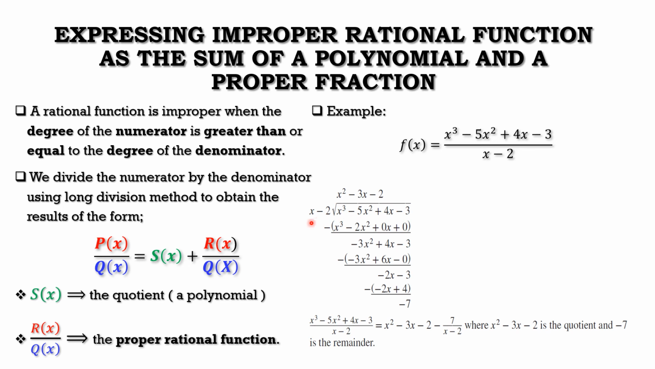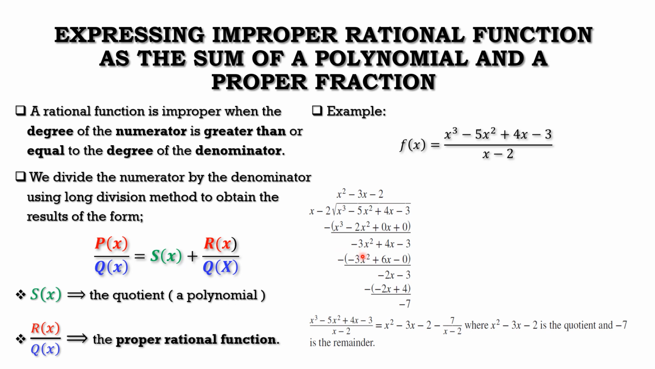So x cubed divided by x will give us x squared. So you multiply the x squared by x and also by minus 2. So x squared times x will give us x cubed. x squared times minus 2 gives us minus 2x squared. Then plus 0x plus 0. Then we subtract this new result from the old dividend and have a new dividend. So x cubed minus x cubed gives us 0. Minus 5x squared minus minus 2x squared gives us minus 3x squared. 4x minus 0x gives us 4x, minus 3 minus 0 gives us minus 3.